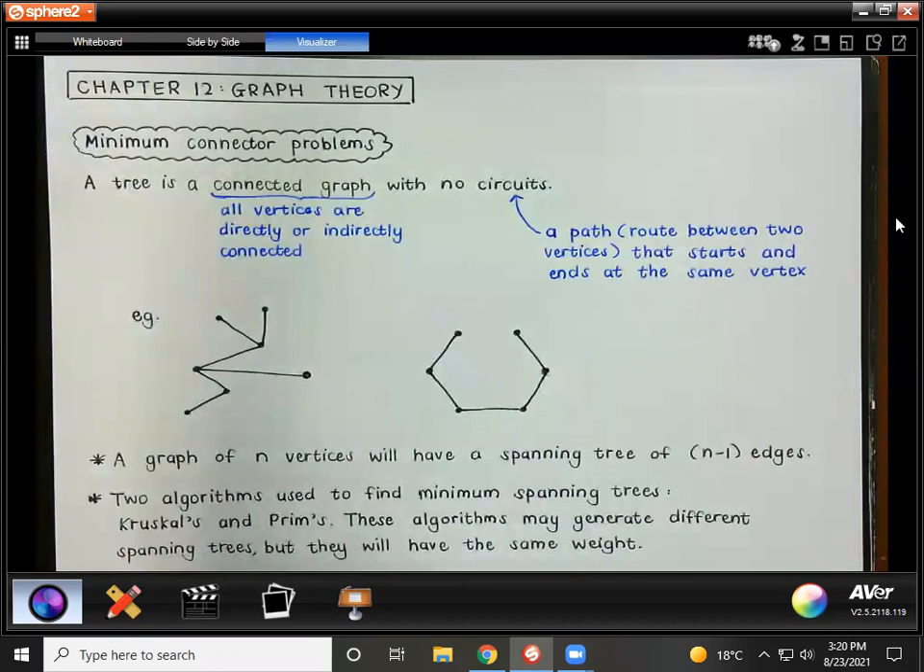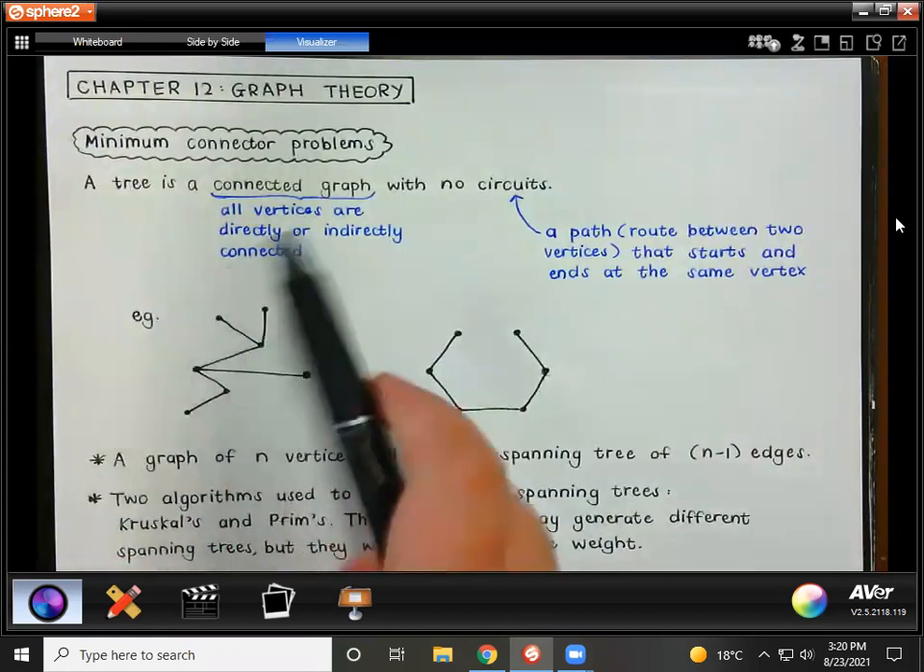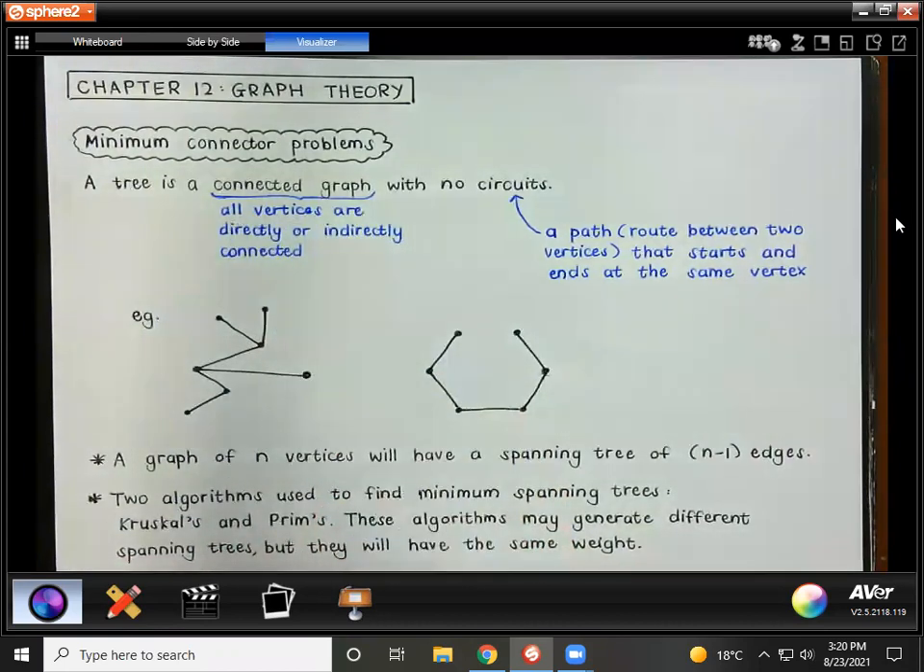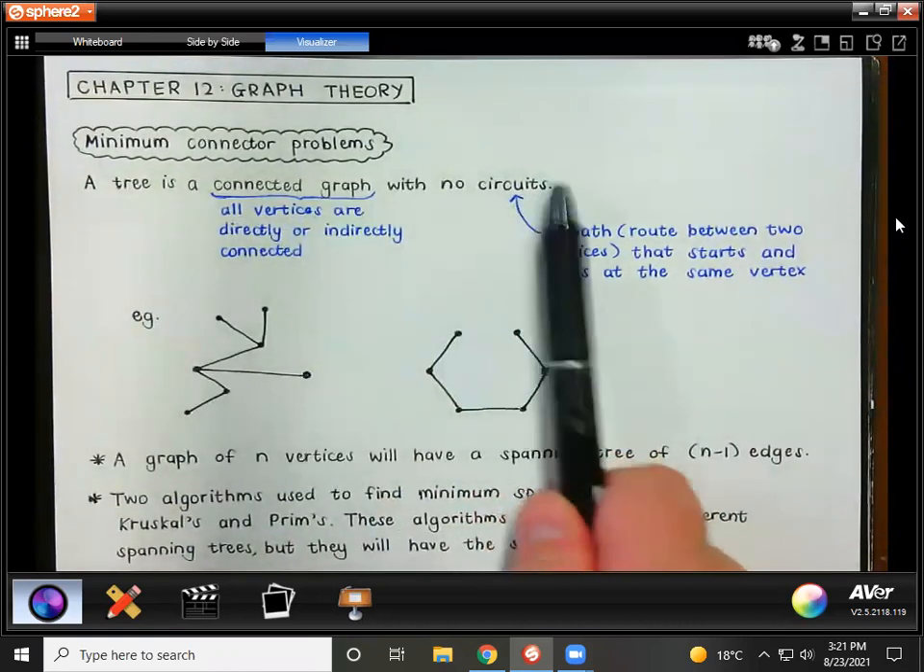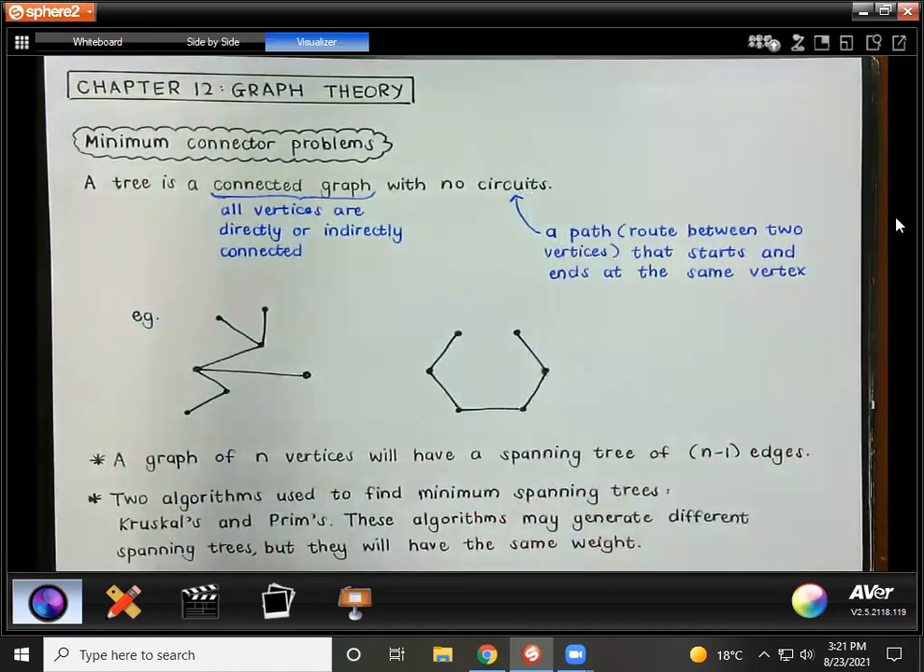Just a reminder of what a connected graph is. It's a graph where all the vertices are directly or indirectly connected, right? And no circuits. You remember what a circuit is? That's a path, a route from one vertex to another, but usually going through multiple vertices. But if it starts at one vertex and goes back to the same starting vertex and ends there as well, that is a circuit. All right, so in a tree, we don't have that.